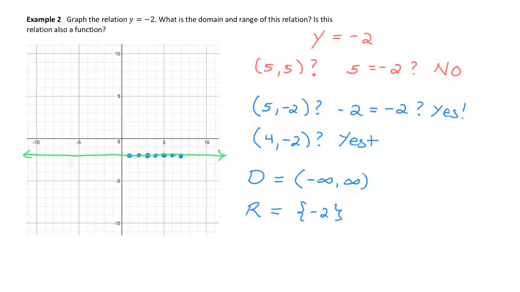The last piece would be, is this relation also a function? And the answer is yes, this is a function.